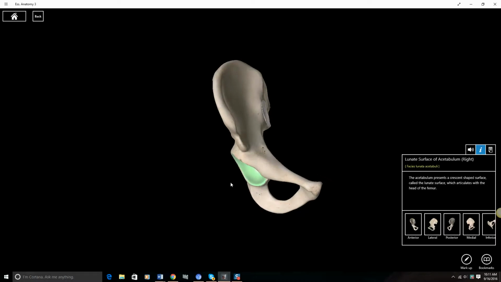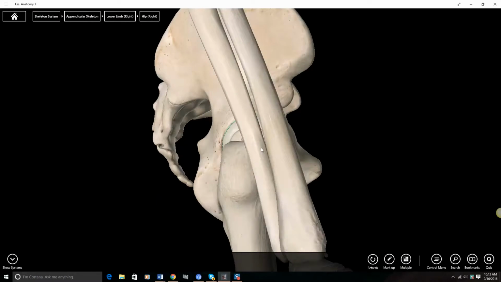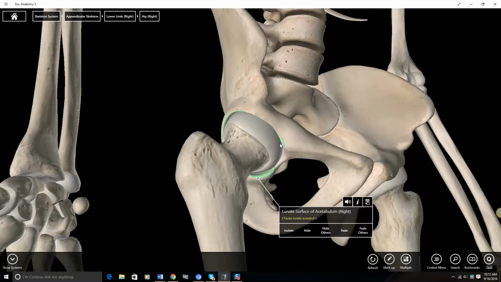So hopefully that helps us understand what osteoarthritis of the hip is. And in the next video, we're going to talk about all the other things that can cause hip pain besides needing to get your hip replaced. And then in the third video, we're going to talk about strategies for you to get your hip moving better.